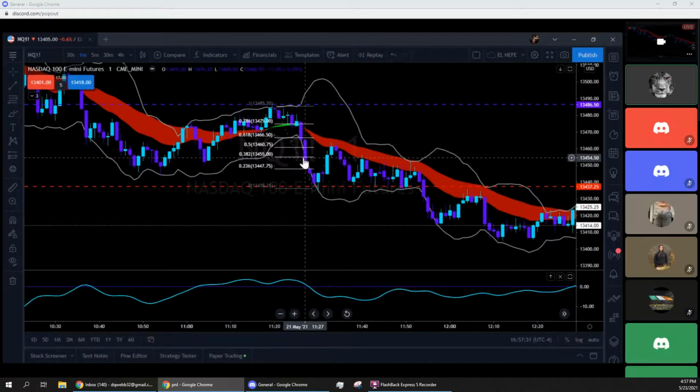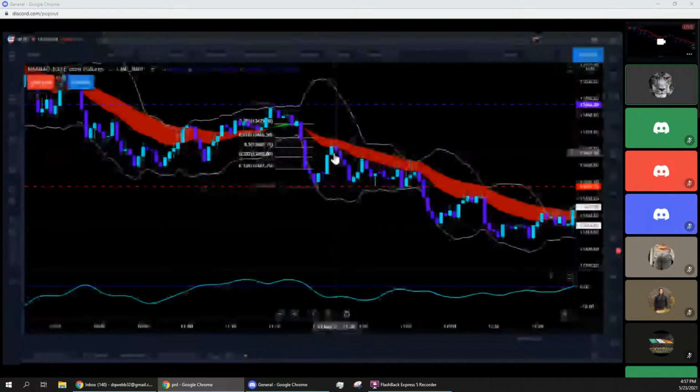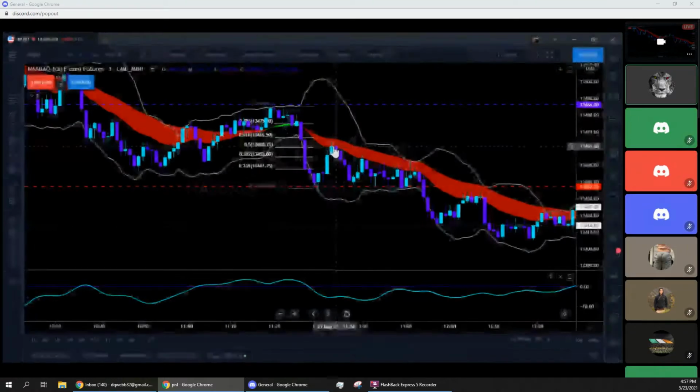All right, I would have gotten short here at 382. And I would have gotten short right here at 0.5. Didn't quite make it to the 0.61. All right, so it's short two contracts, right?